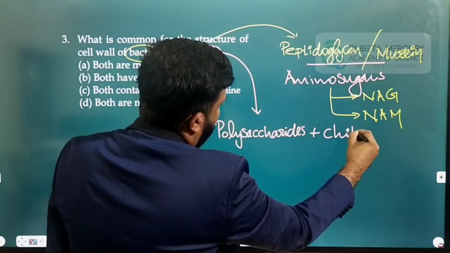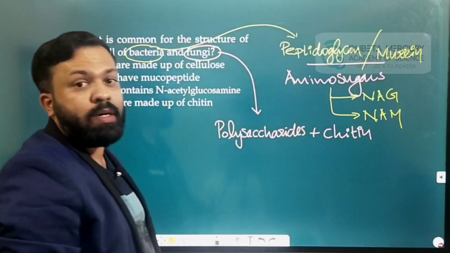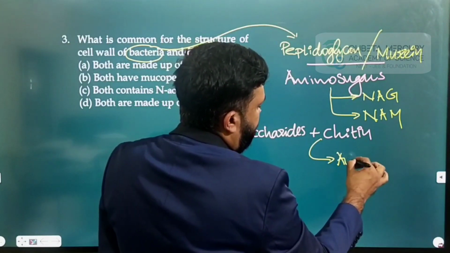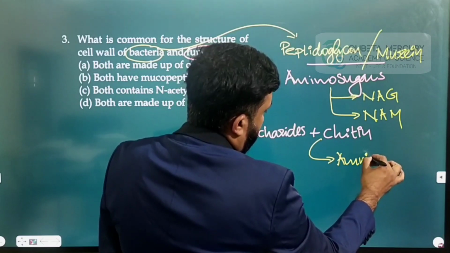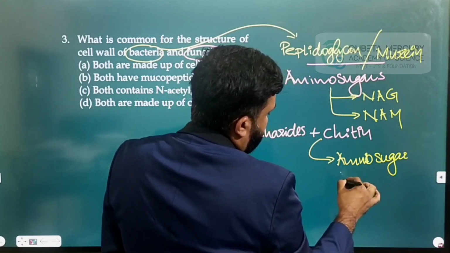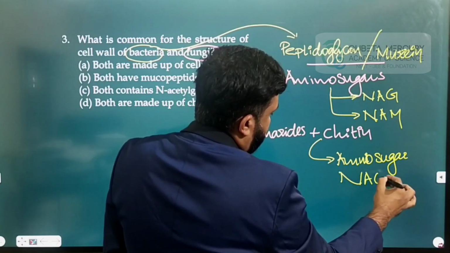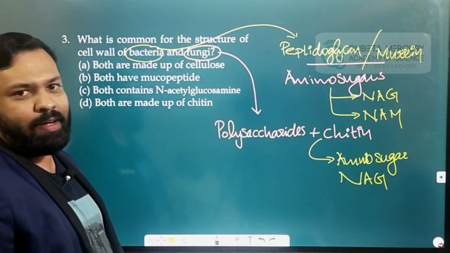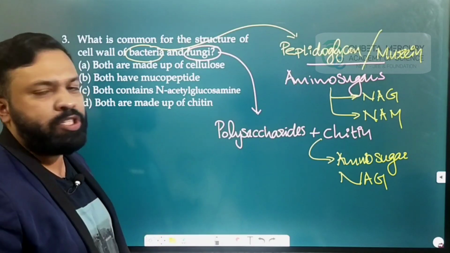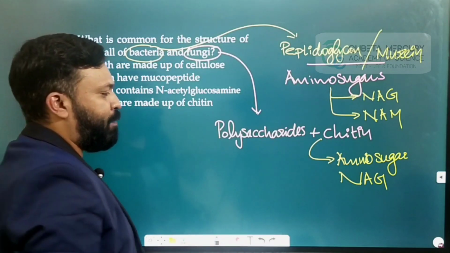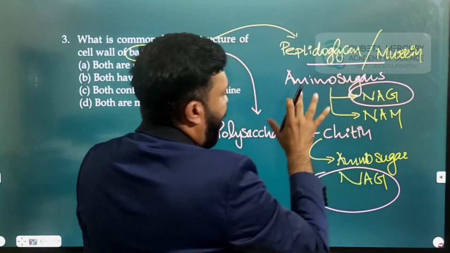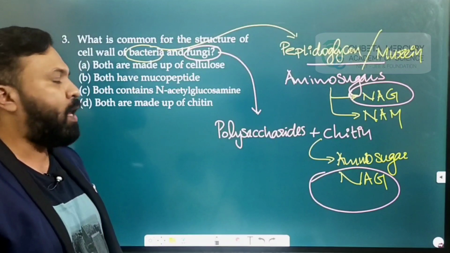What is chitin? What is the component of chitin? Chitin is again an amino sugar, right? Which amino sugar actually is it? That is NAG itself, N-acetyl glucosamine. So, what is common about the cell wall of bacteria and fungi? In both of them, NAG is present. NAG is present in both the bacterial wall as well as the fungal wall.